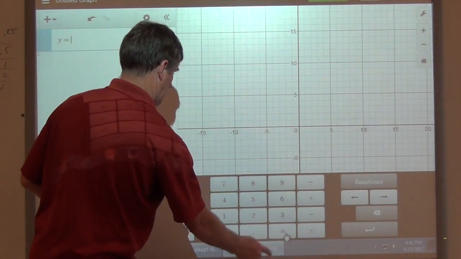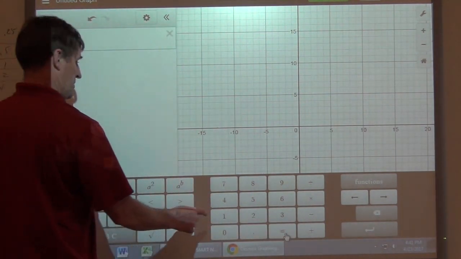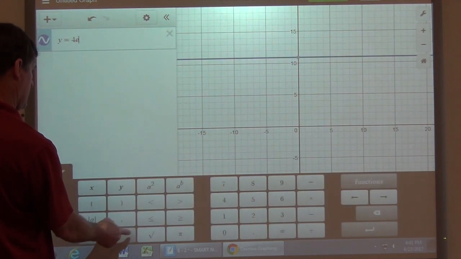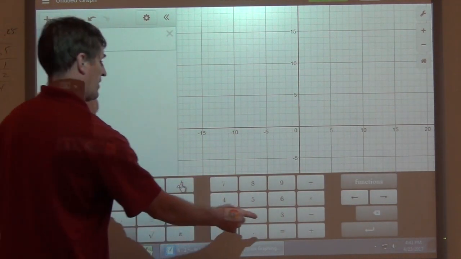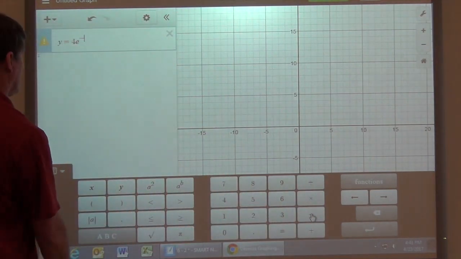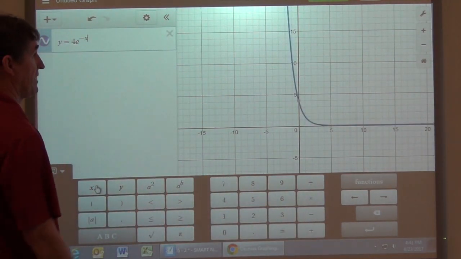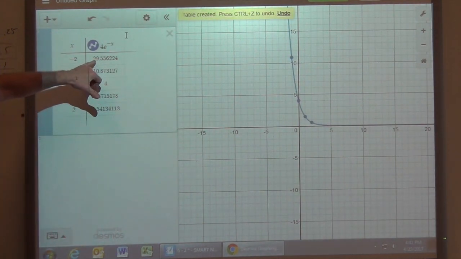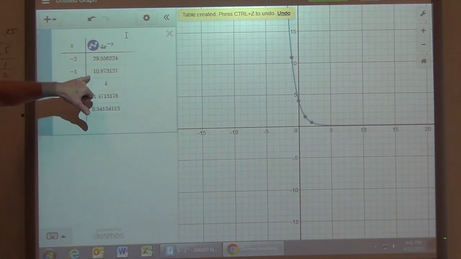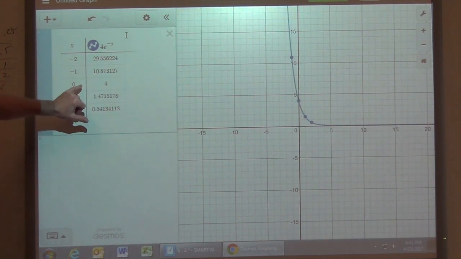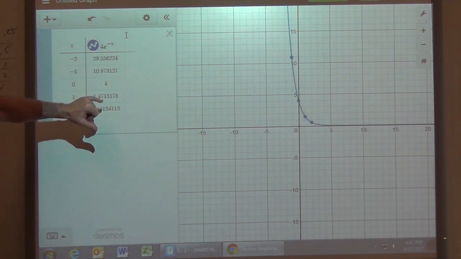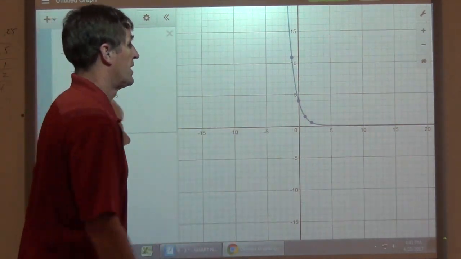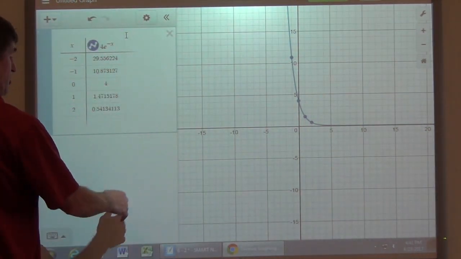Y equals 4e to the -x. And so we get this. Again, your table. At -2, you should have been at 29.56; -1, 10.87; 0, 4; 1, 1.47; and 2, 0.54. So again, you have that negative exponential chart.